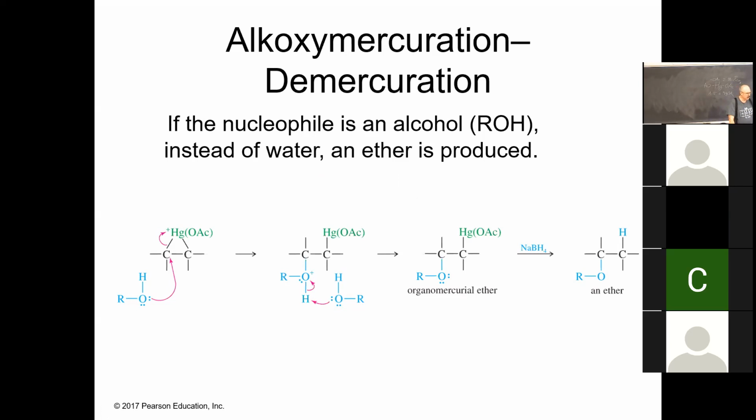Alkoxymercuration, demercuration, is similar to oxymercuration, demercuration, except that we use an alcohol as the solvent and the nucleophile instead of water. And when we use an alcohol, we'll get an ether rather than an alcohol as the product. It's the same mechanism. Mercury bridges the two carbons of the double bond. The alcohol attacks. Another alcohol removes this extra proton, and then sodium borohydride replaces the mercury with a hydrogen.